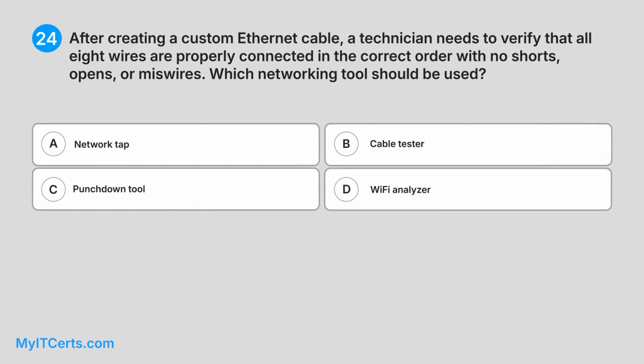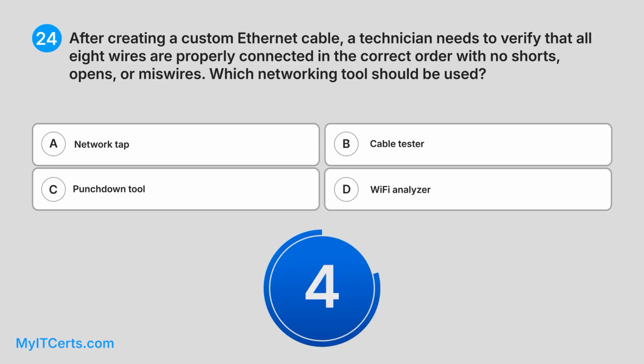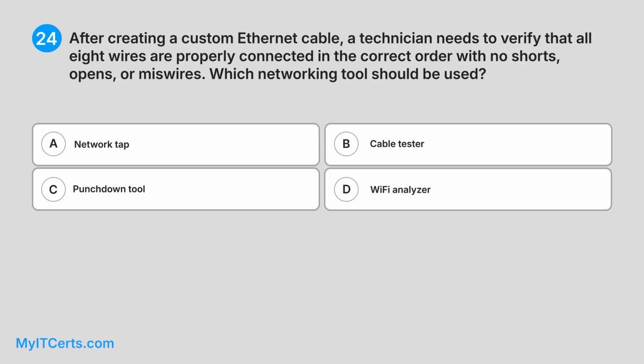(24) After creating a custom Ethernet cable, a technician needs to verify that all 8 wires are properly connected in the correct order, with no shorts, opens, or miswires. What do you think is the answer? Which networking tool should be used? A. Network tap. B. Cable tester. C. Punch-down tool. D. Wi-Fi analyzer.